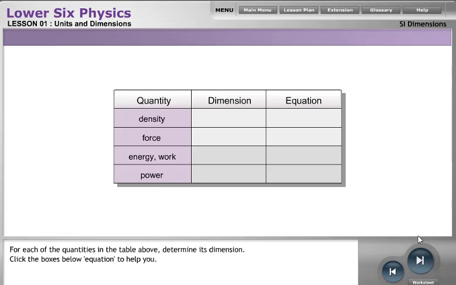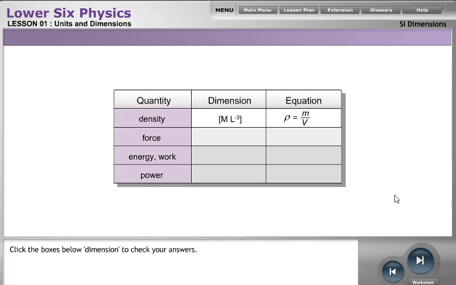For each of the quantities in the table above, determine its dimension. Click the boxes below equation to help you. Click the boxes below dimension to check your answers.